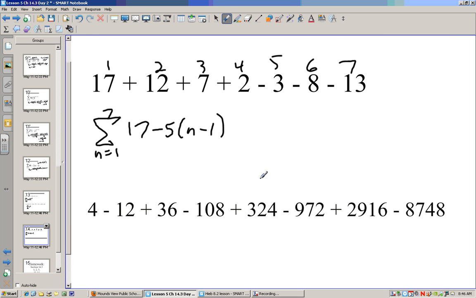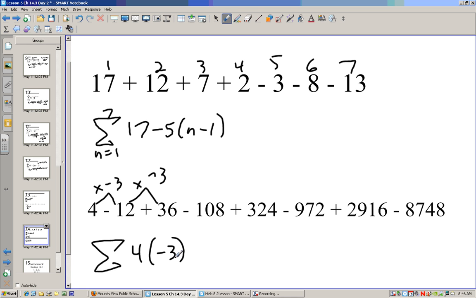This next one confuses a lot of people because it goes from positive to negative to positive to negative, positive to negative. But really all you're doing is multiplying by a -3 each time. So that's my r value. My initial value is 4. I'm multiplying by -3. And I'm going from my first term to my 1, 2, 3, 4, 5, 6, 7, 8, to my 8th term.